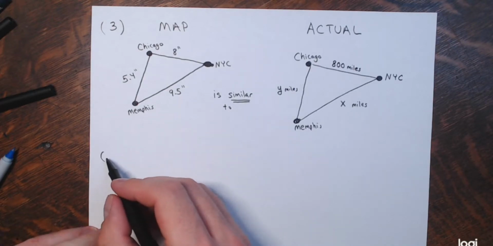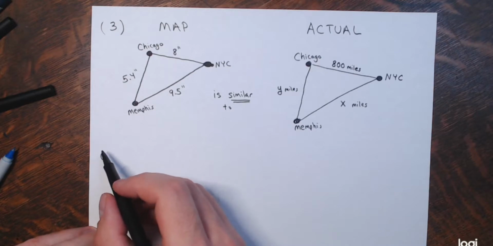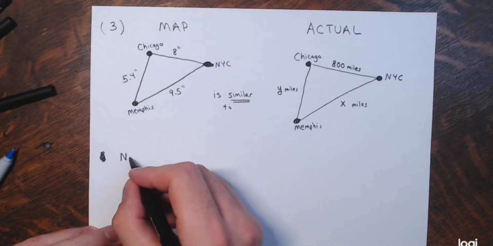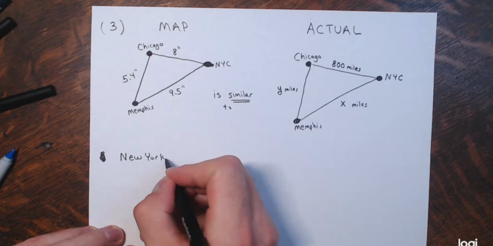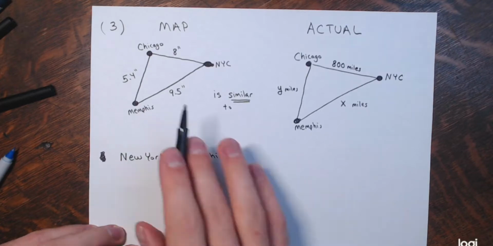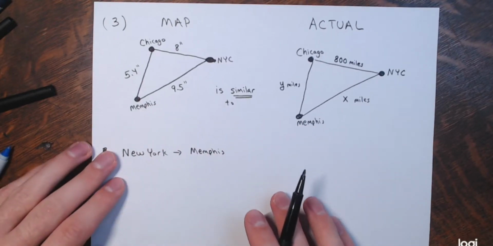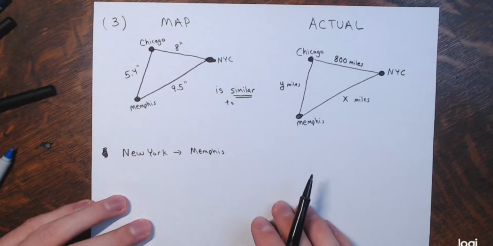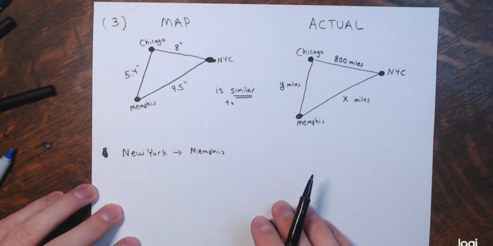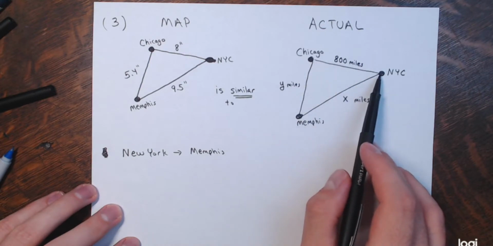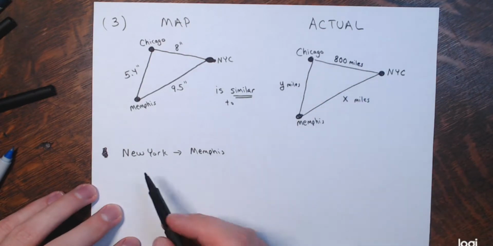All right, so part A, example 3, exercise 277. Find the distance from New York to Memphis. All right, so I'm going to set up a proportion here, right? If these truly are, and they should be, similar figures, similar triangles, then the ratios of corresponding sides should be the same. So look, on the actual triangle, Chicago to New York is 800 miles.